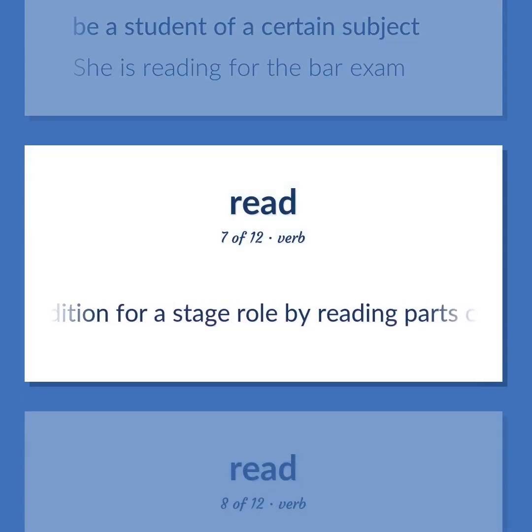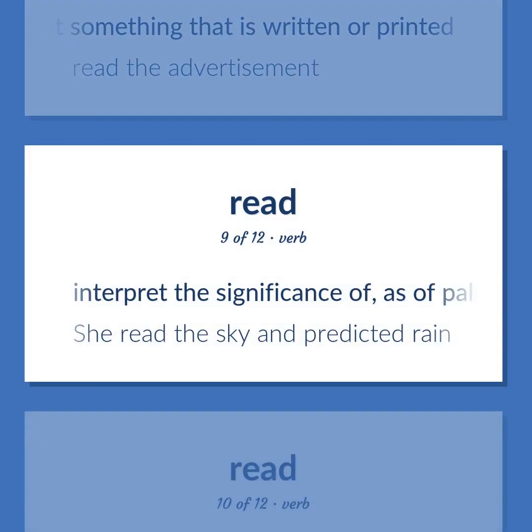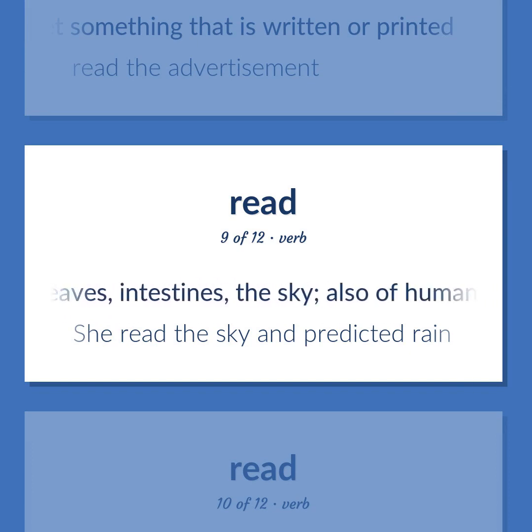Audition for a stage role by reading parts of a role. Interpret something that is written or printed. Read the advertisement. Interpret the significance of, as of palms, tea leaves, intestines, the sky, also of human behavior. She read the sky and predicted rain.